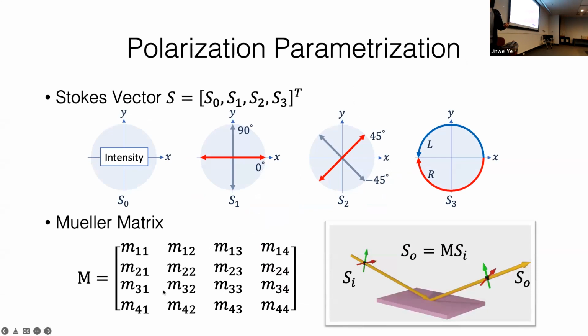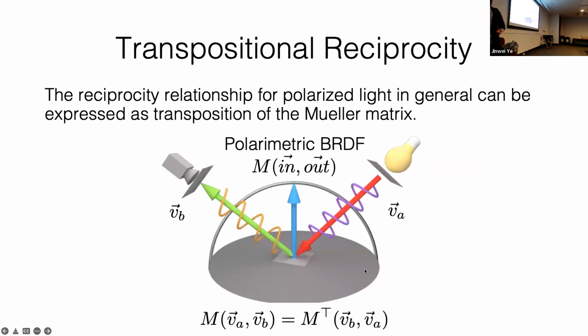So here is the Muller matrix. The Muller matrix basically transforms the Stokes vector. Given this incident light, if you multiply with the Muller matrix, you get this output, right? So it's doing this transformation. Here, this M is still the same. For example, M from VA to VB means the transformation used for transforming VA to VB. And M from VB to VA means the Muller matrix that transforms the light coming from VB to VA.